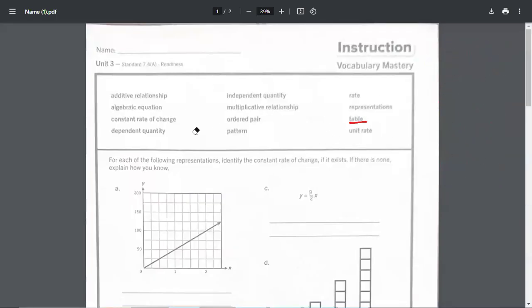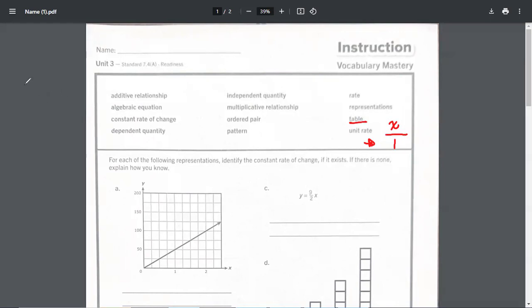And then the last one is unit rate. All right. Unit rate is very similar to rate, but a unit rate will always have a one in the denominator. That one will always be a denominator, and you will solve for that X on top. So unit rate is whenever we put the denominator as a one.